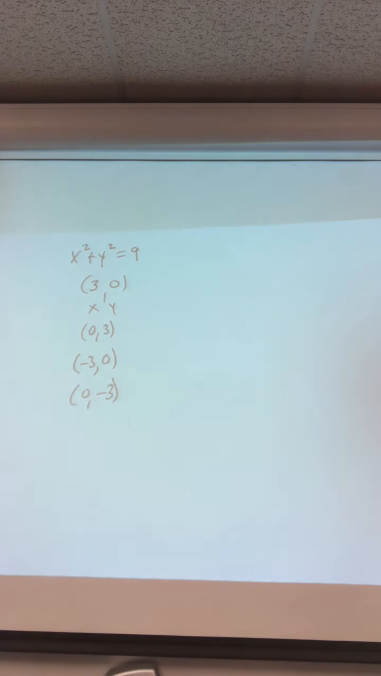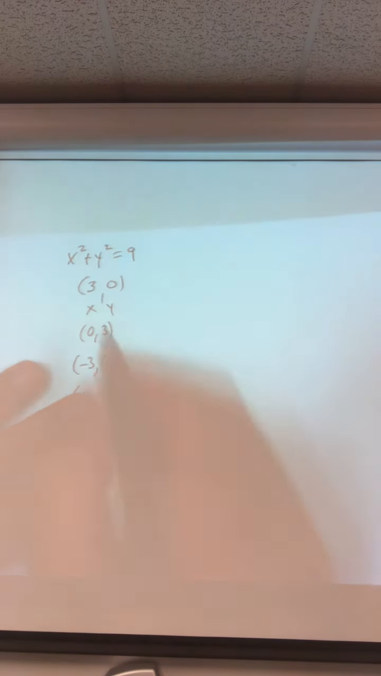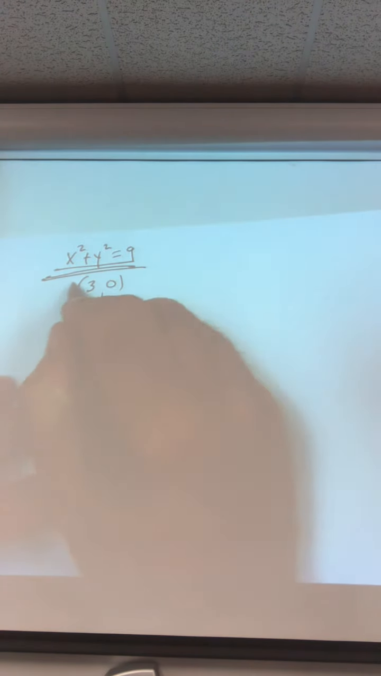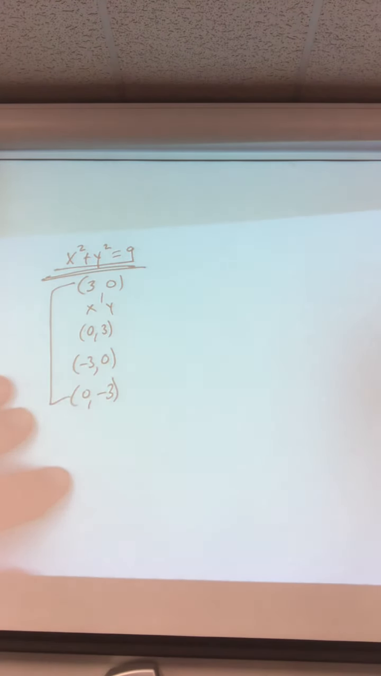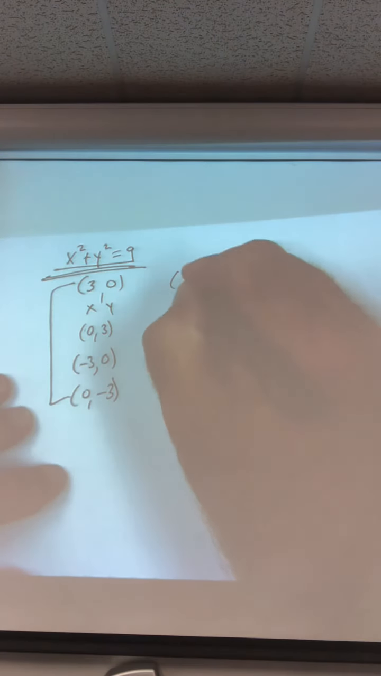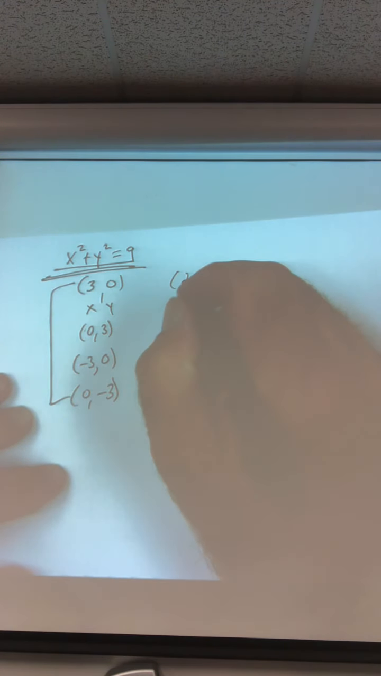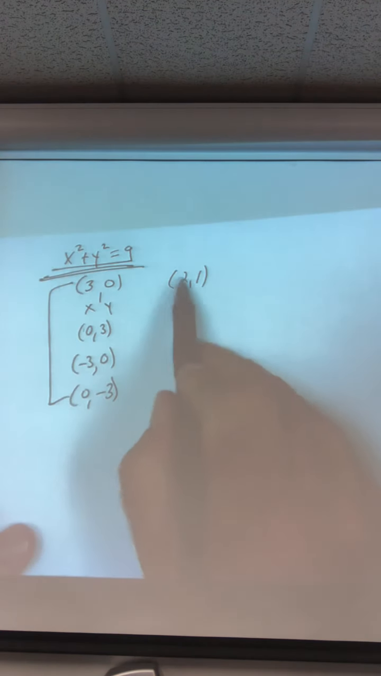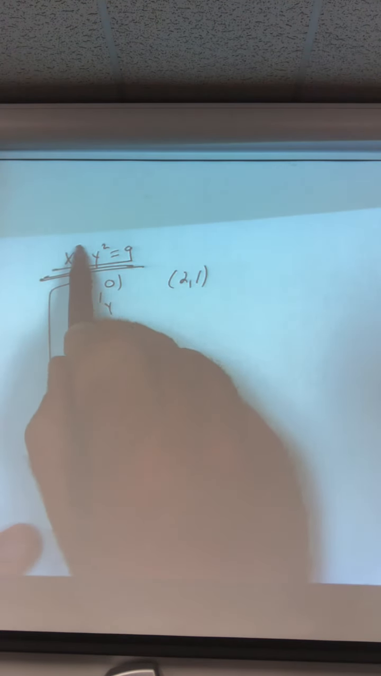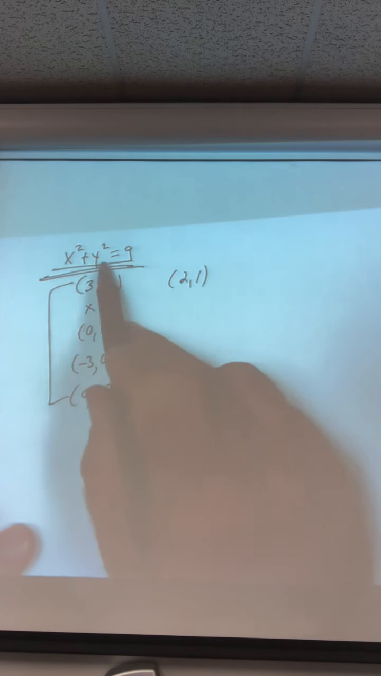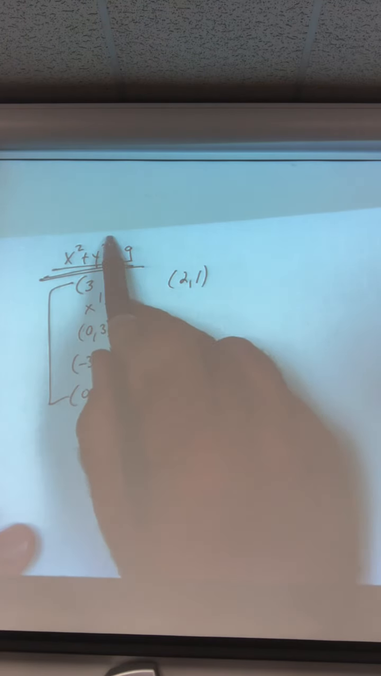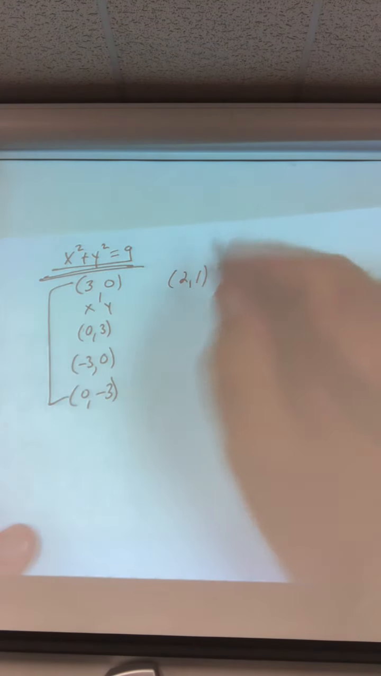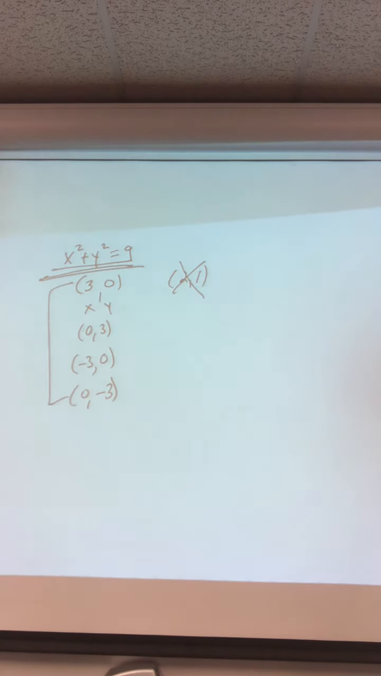So that is 4 answers. Now remember, this problem has millions of answers. That's just 4 of them right there. You say, okay, I know what another one is, 2, comma 1. No, 2, comma 1 won't work. Here's why. Let x be 2. 2 squared is 4. Plus, let y be 1. 1 squared is 1. 4 plus 1 is not 9. So 2, comma 1 doesn't work.